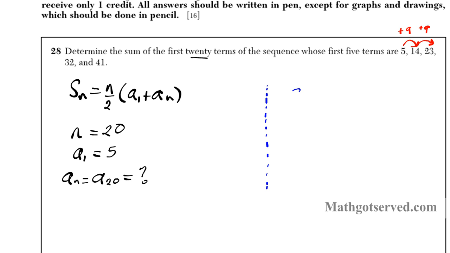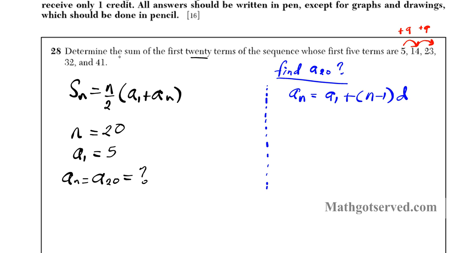Let's write our goal. We want to find a20, because without a20, we cannot use this formula. The formula for the nth term of an arithmetic sequence is given by a1 plus (n minus 1) times d. If you forget this formula, then you have to figure it out.